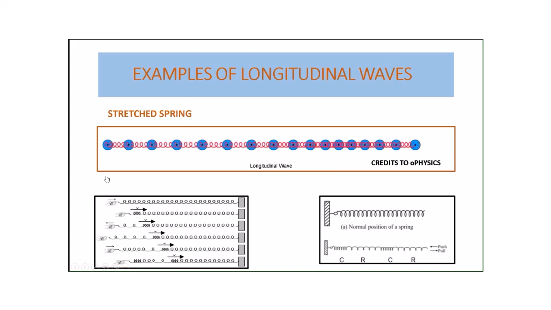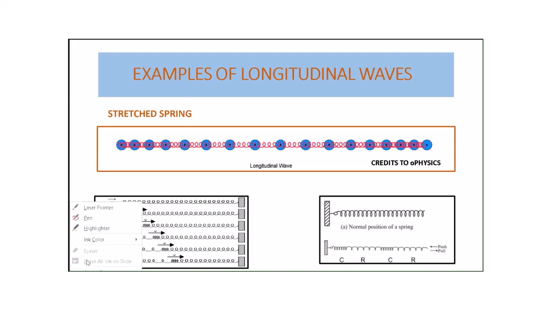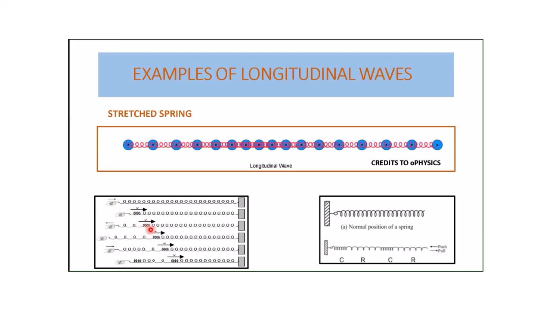In a spring, the compression is that part in which the coils or the turns are closer together than normal, and rarefaction is that part in which the coils or turns are farther apart than normal. Now, if the free end of the spring is moved to and fro continuously, then longitudinal waves consisting of alternate regions of compressions and rarefactions are formed. This is shown over here.